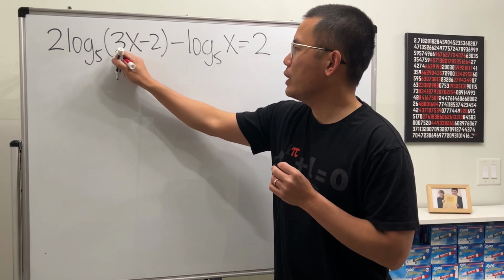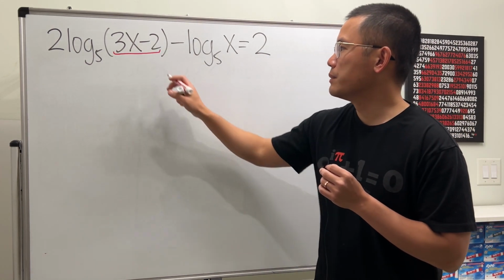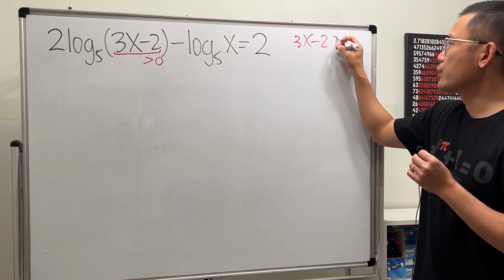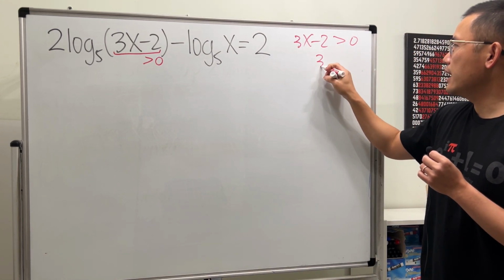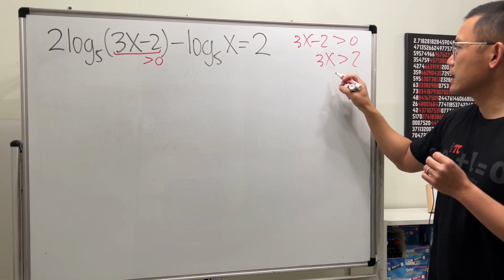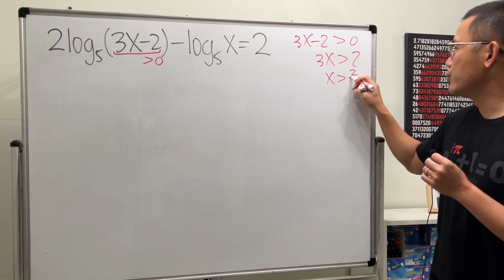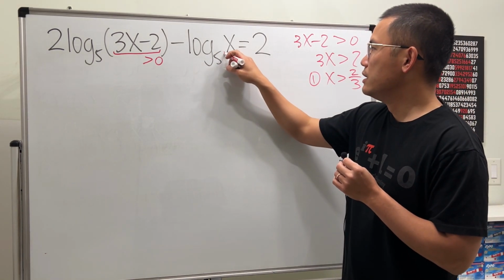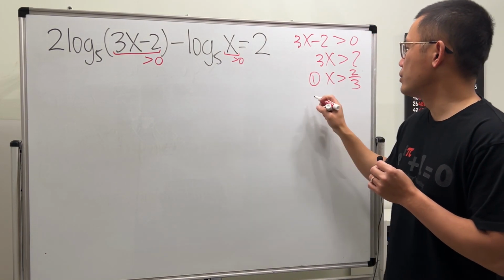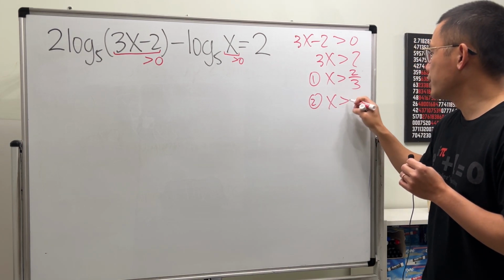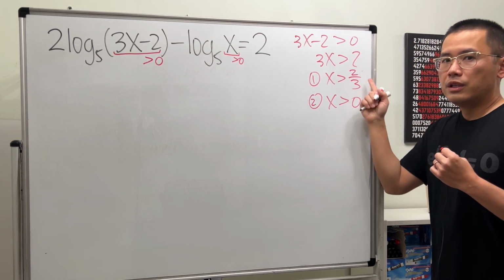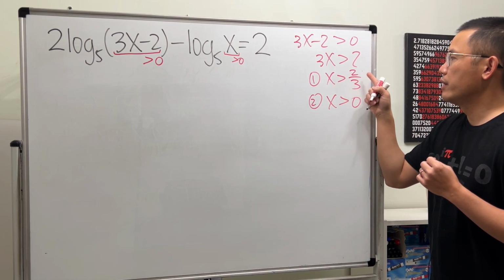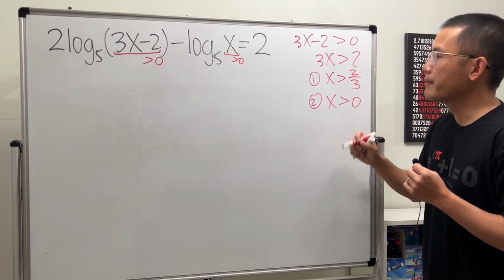We have to make sure the input of the logarithm is greater than 0. So if we have 3x minus 2 is greater than 0, put this to the other side, and then divide both sides by 3. x has to be greater than 2 over 3. So that's the first condition. Now the second condition is this input right here has to be greater than 0. So x has to be greater than 0. If you combine both of them, we have to make sure later on our answer has to be greater than 2 over 3. Keep that in mind.